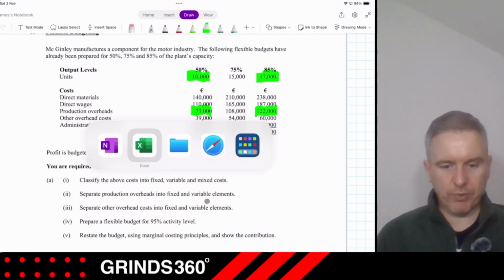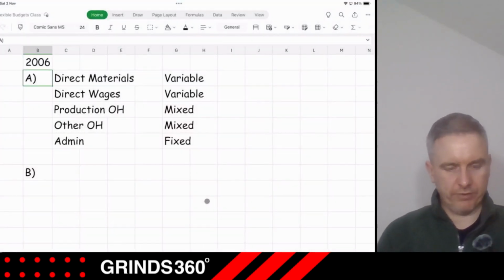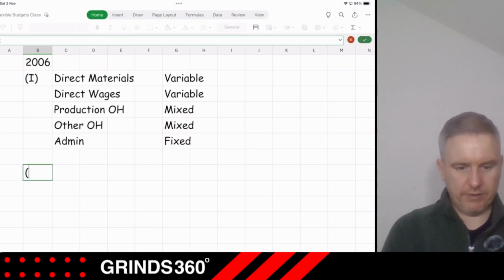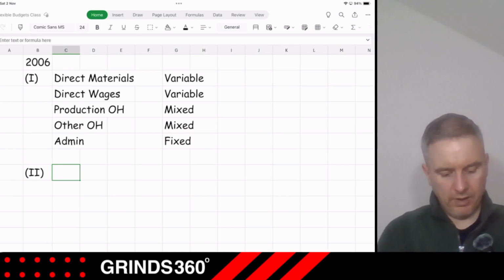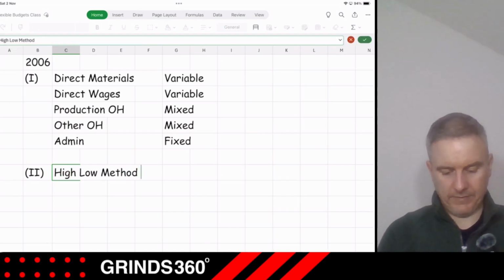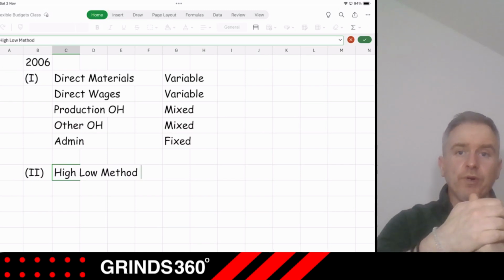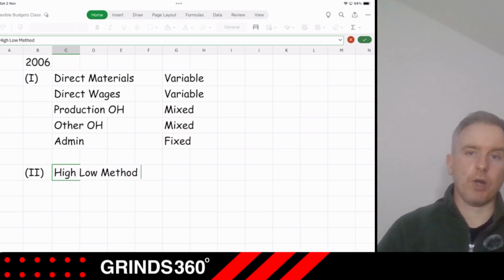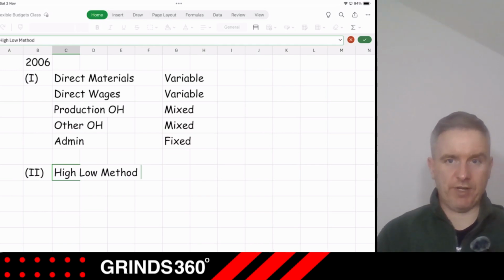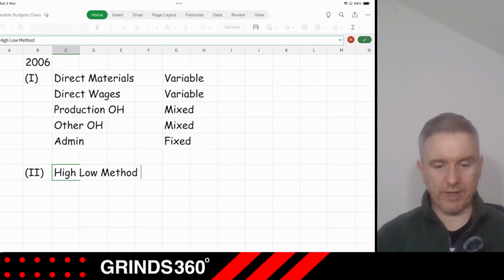So we're taking our production overheads. Sorry, I should change that. That's part 1. And this is part 2. So high-low method, first of all. You're literally taking the highest number of units, its corresponding cost, the lowest number of units, its corresponding cost, and then you're going to find out what the change is. All right, so we're going to go through that nice and slowly now.